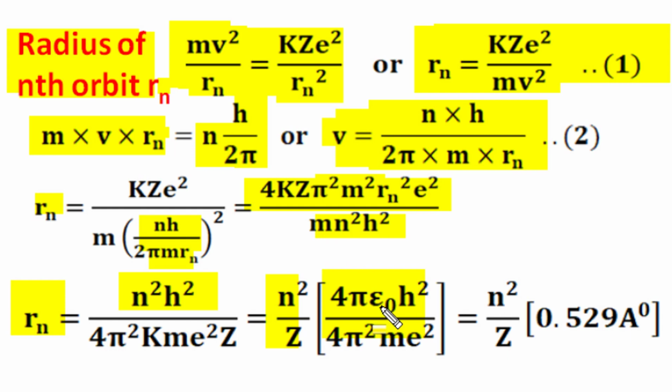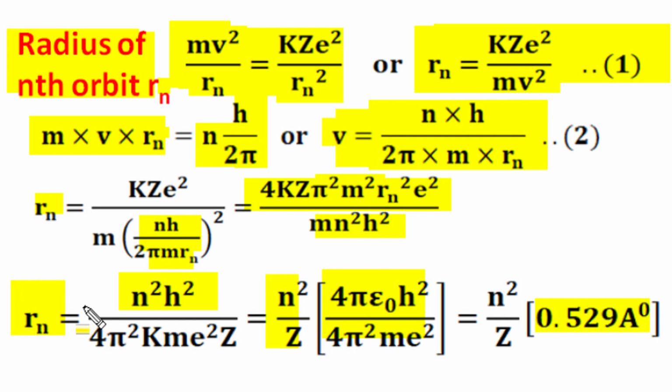Epsilon is the permittivity of air, 8.854 into 10 to the power minus 12 farad per meter. H is the Planck constant, 6.6 into 10 to the power minus 34 joule second. M is the electron mass, e is the electron charge, and when this is simplified it comes to 0.529 angstrom.